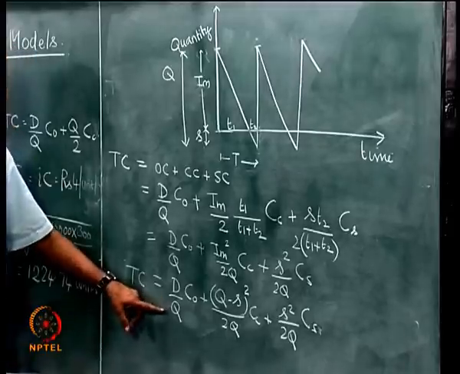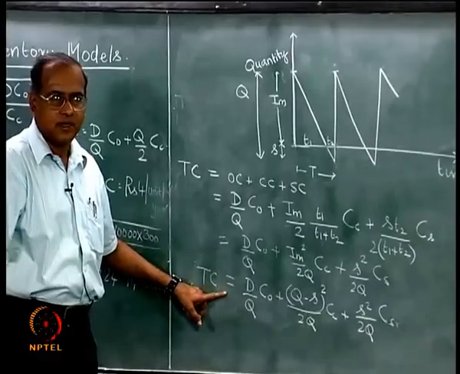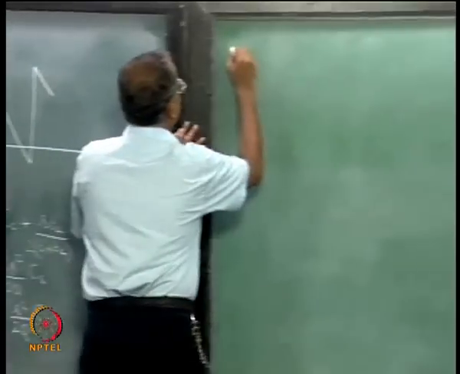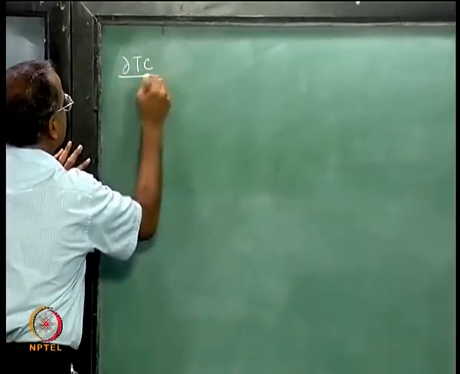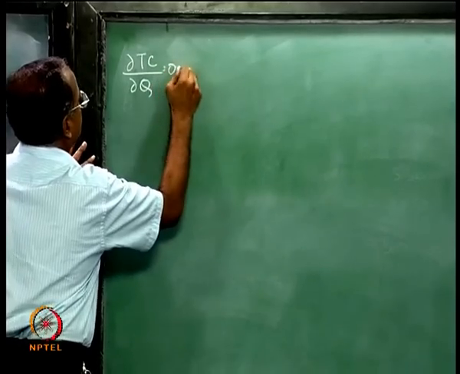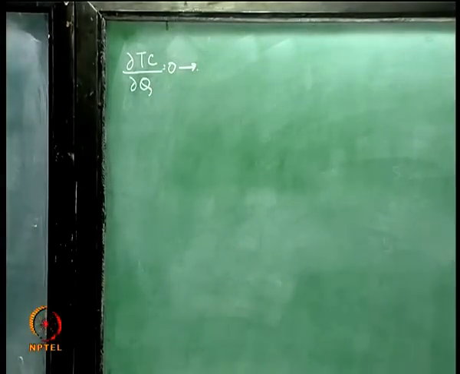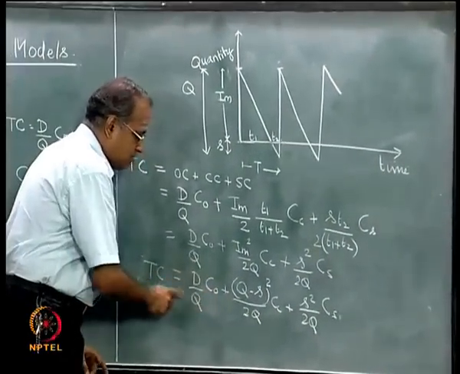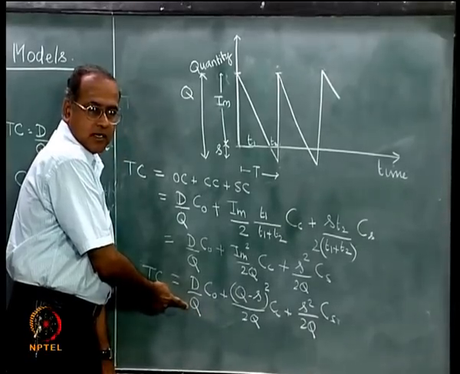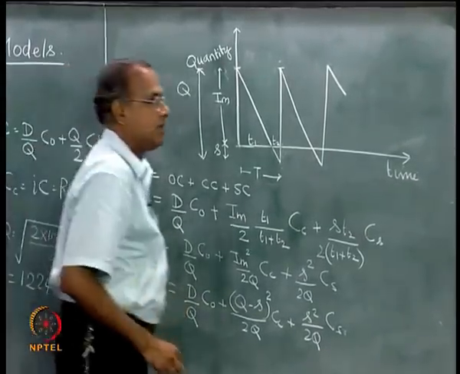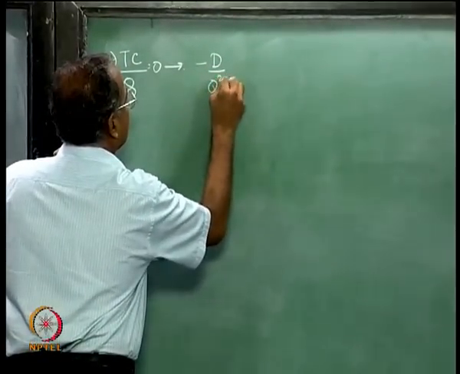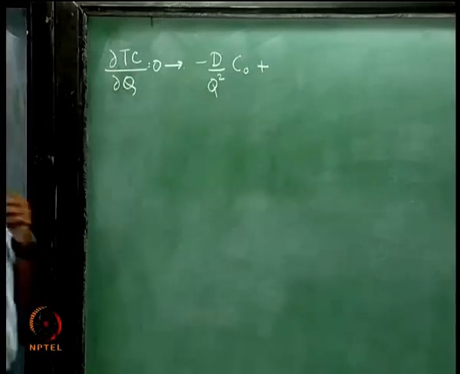So, first let us differentiate this with respect to Q and then we differentiate this with respect to S. So, dou Tc by dou Q equal to 0 gives, partially differentiating total cost with respect to Q, the term minus d by Q square into C naught, which is the same term that we got in the earlier model. So, minus d by Q square into C naught plus.